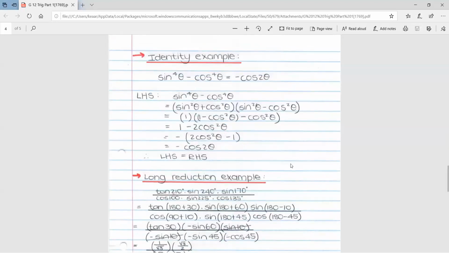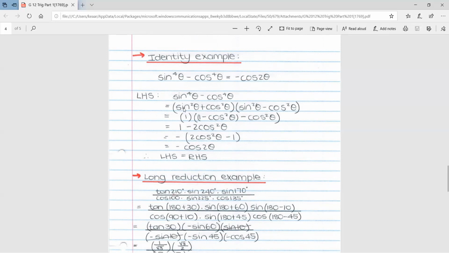Then, now that we've gone over what compound angles are and what double angles are, here is an identity example. Okay. So we have sine to the 4 theta minus cos to the 4 theta equals negative cos 2 theta. So they want us to prove that this whole thing is equal. So first what we're going to do is start with the left-hand side because it looks the most complicated. So the first step we can do is factorize this with difference of squares.